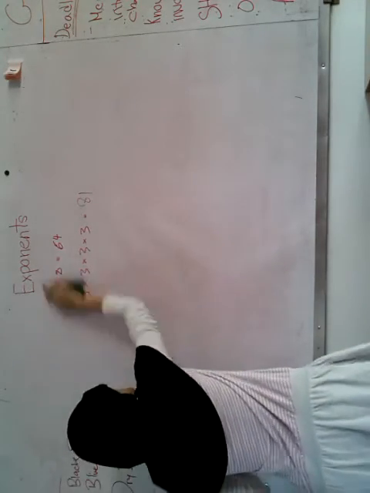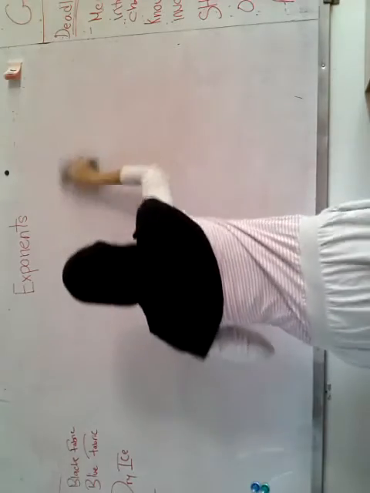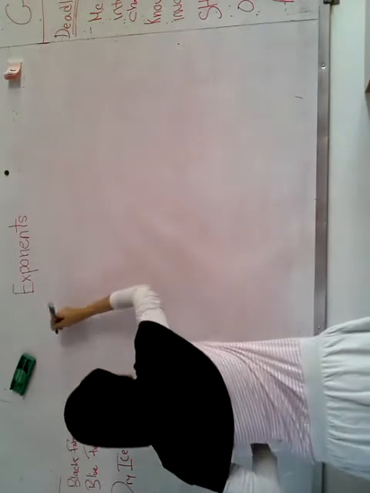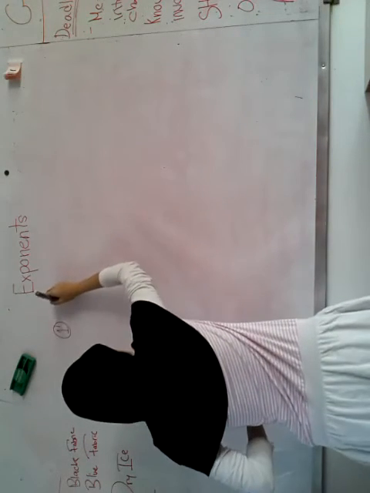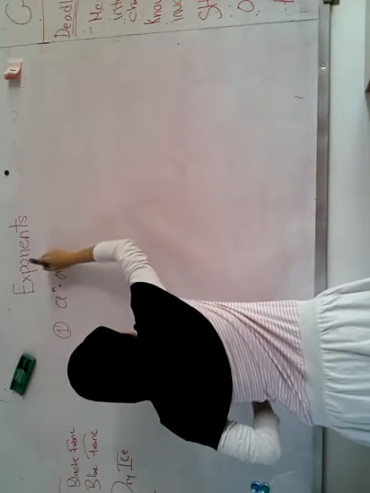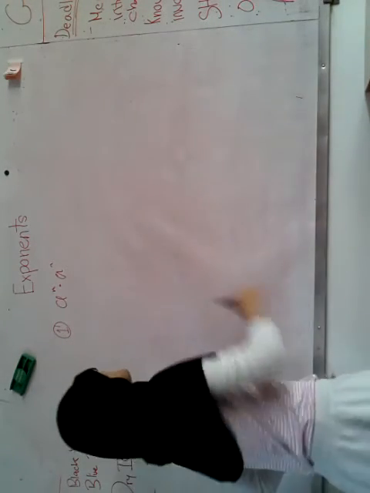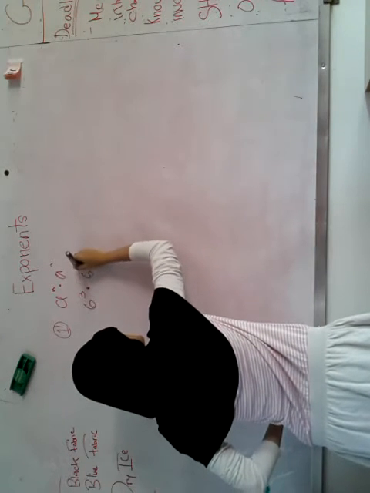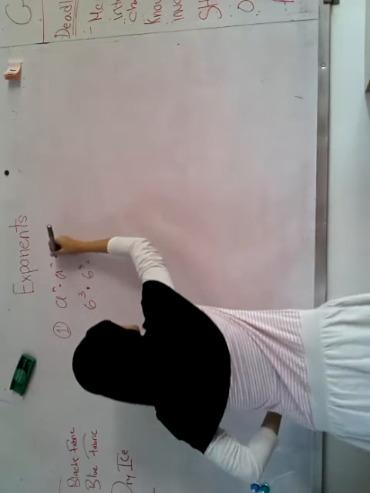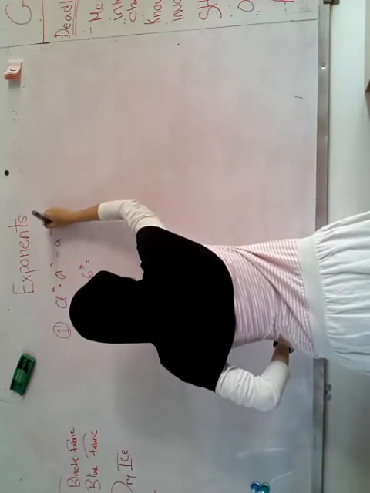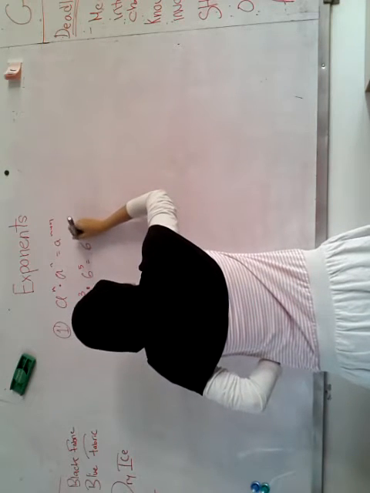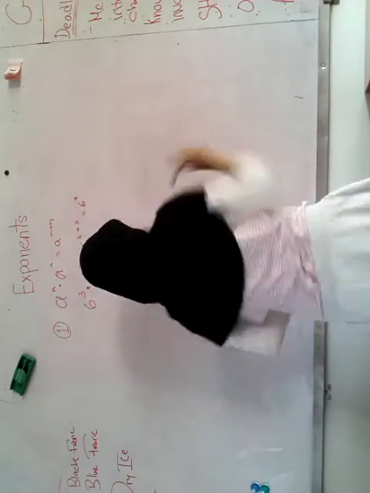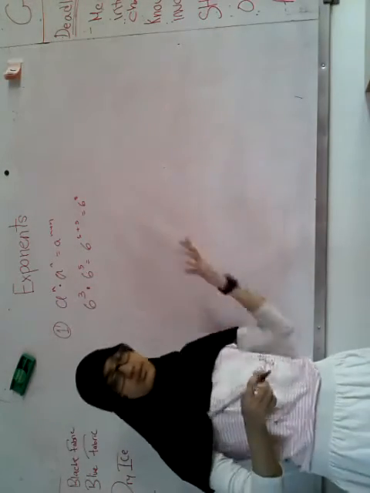My next lesson was index laws. So I'm going to show one example from each law. The first law is a^m times a^n. Now I'm going to solve one: 6^3 times 6^5 equals a^(m+n), which is 6^(3+5), which is 6^8. And then you evaluate like how I just showed.